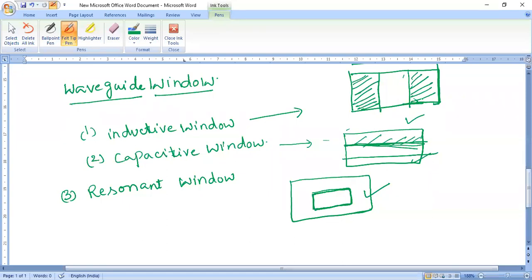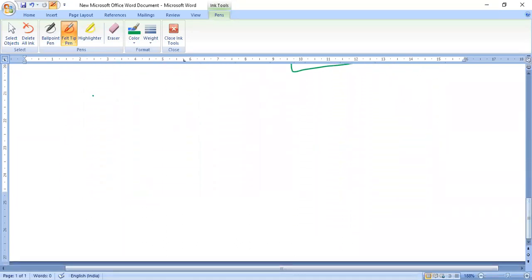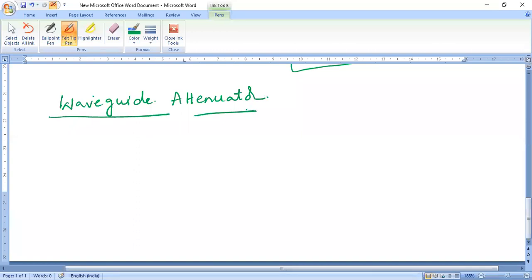Okay, so next one I'll take waveguide attenuators. We know what the purpose of an attenuator is. What is the purpose of an attenuator? Attenuation is nothing but loss.